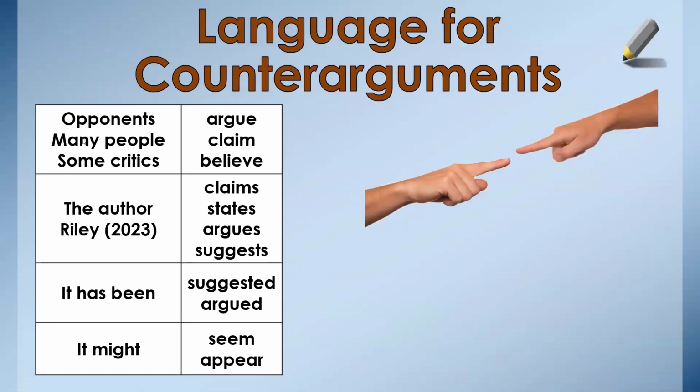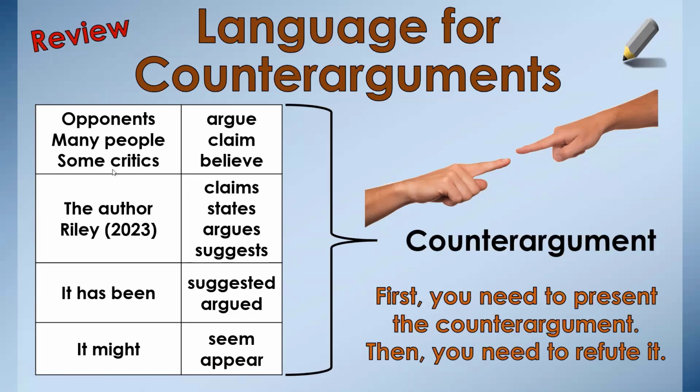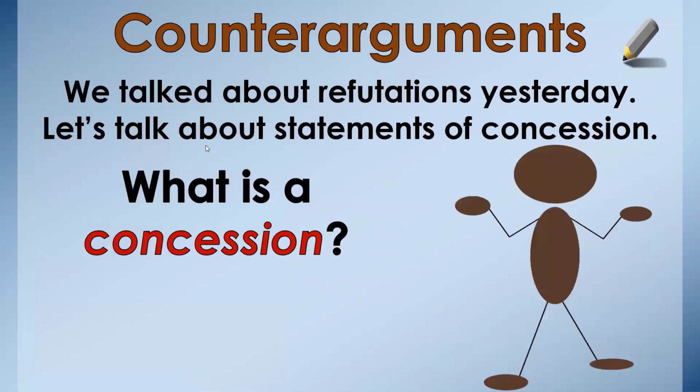Language for presenting counterarguments can be varied. We can say things like opponents argue, claim, or believe. The author or Riley suggests, argues, states, or claims. It's been suggested and it's been argued, or it might seem or it might appear. Okay? First, we need to present that counterargument, then we can refute it. So we talked about refutations in our previous lesson.